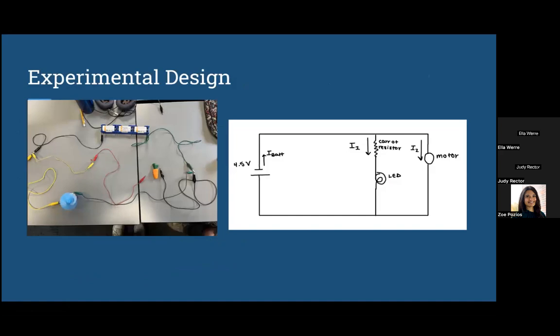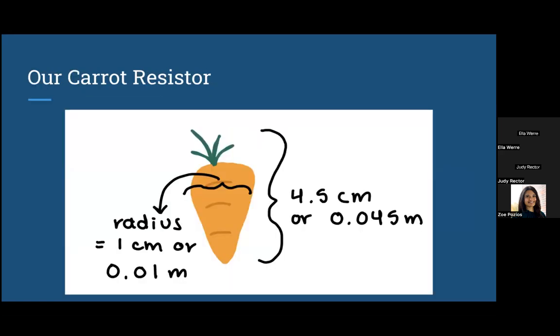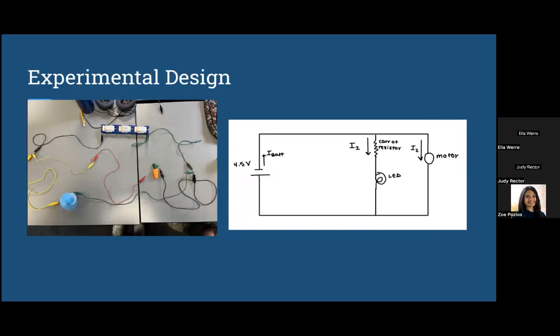Based on our instructions, we needed to make a circuit with an LED bulb in parallel with an electric motor and a Plato resistor. In our experiment, we made our Plato resistor look like a caret, and we had our motor fan on the left side in parallel with our resistor. We used 3 batteries, and on the right side of our slide is what our circuit looked like when we drew it out a little more clearly.